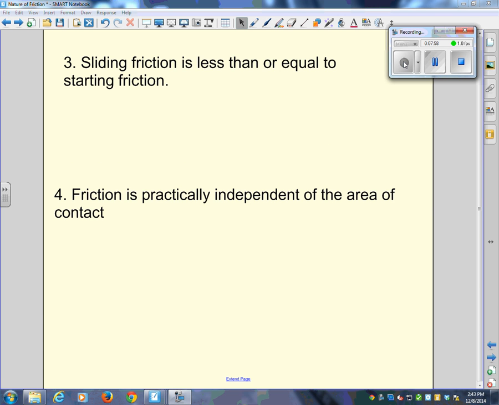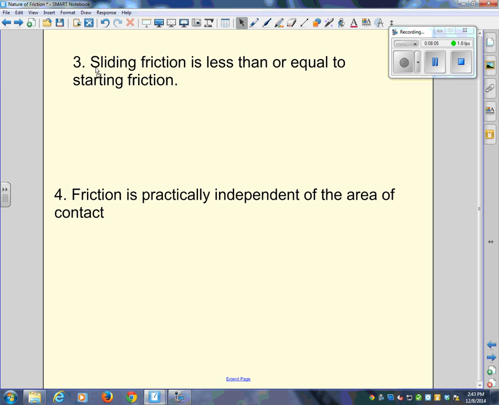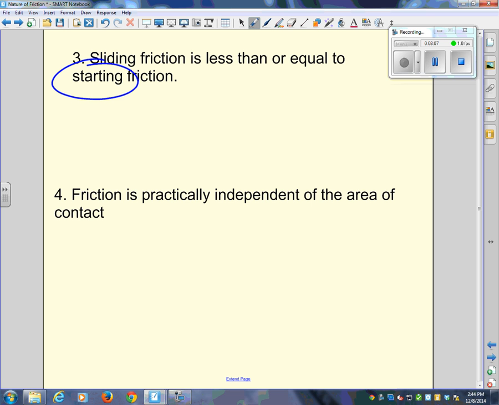Here's a key one here. Sliding friction is less than or equal to starting friction. So starting friction is always more, greater. Sometimes equal. Be careful.